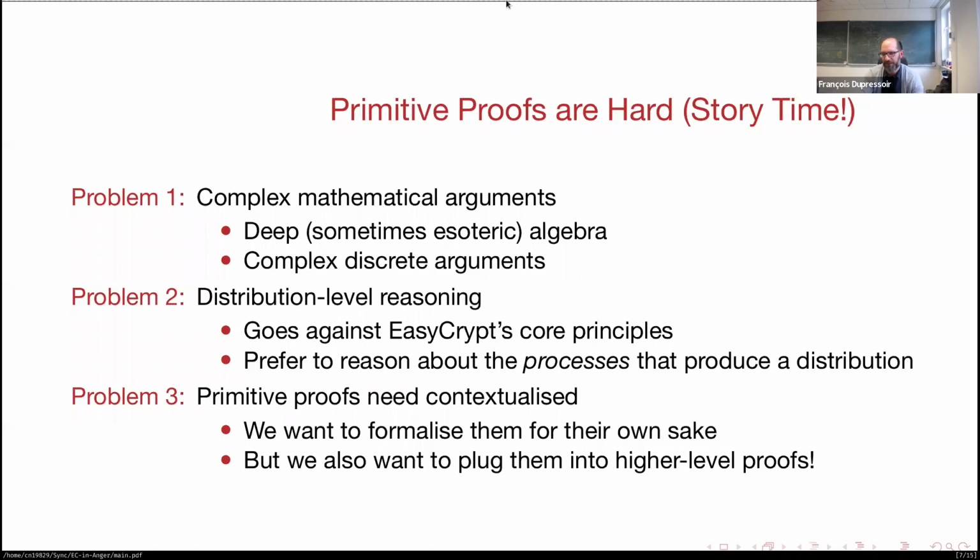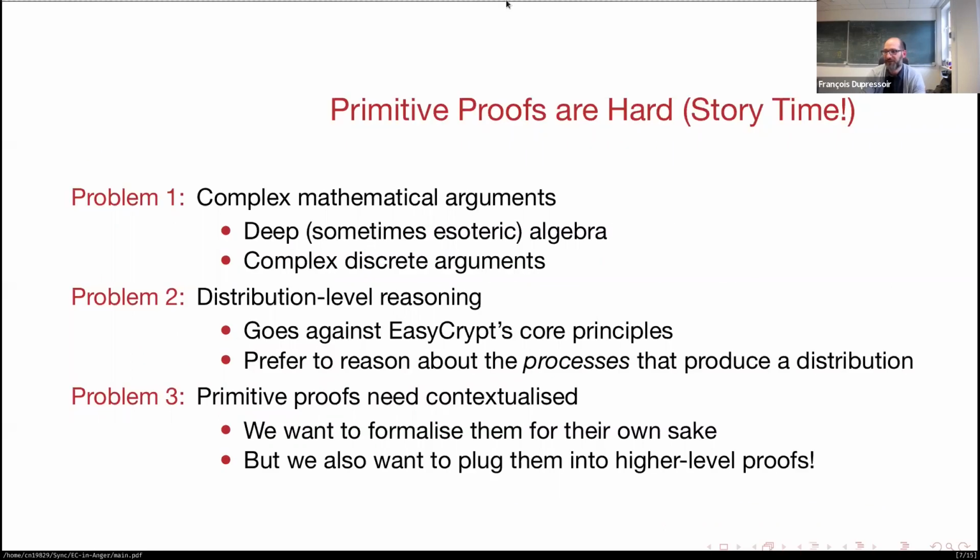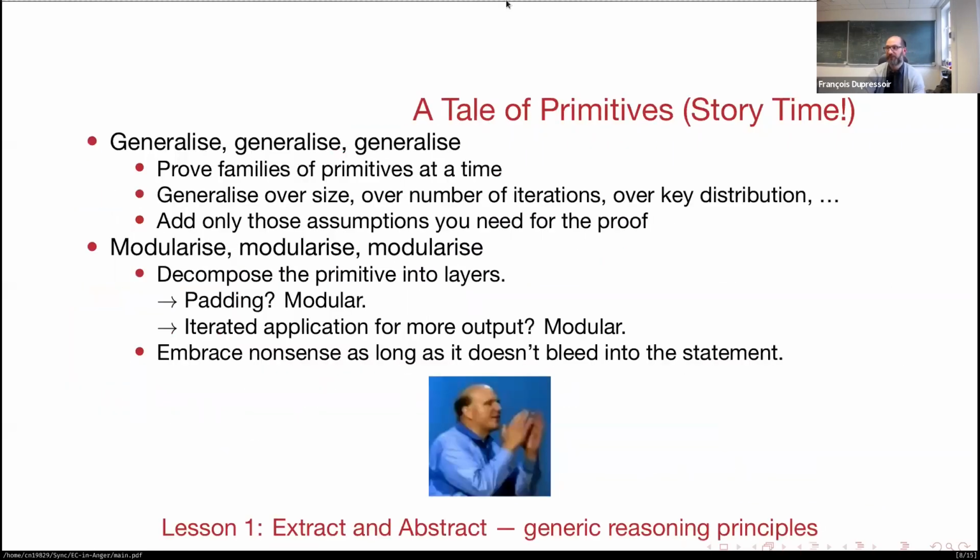So with all those problems in mind, and with all the primitives that we've actually formalized, what have we learned? How do we make our lives easier for formalizing proofs? And I'm going to emulate Ballmer, except possibly and hopefully a bit less sweaty. And I'll say, what you need to think about is generalize, generalize, generalize. So prove families of primitives at a time. Don't just prove one primitive. If you have a sponge construction, you can apply a proof for your sponge construction to all possible sponge-based hashes at the same time, or all possible sponge-based constructions at the same time, as long as you identify the right primitive and you generalize in the right ways.